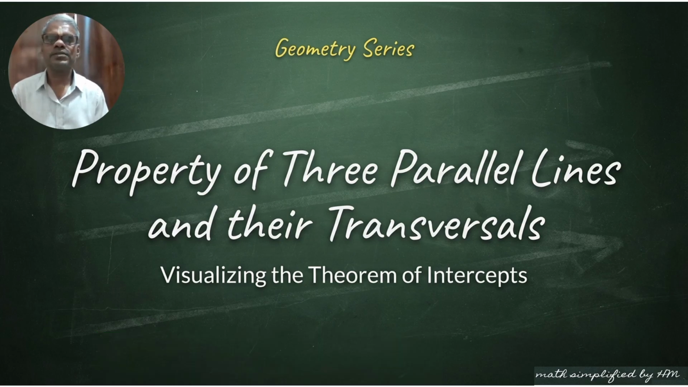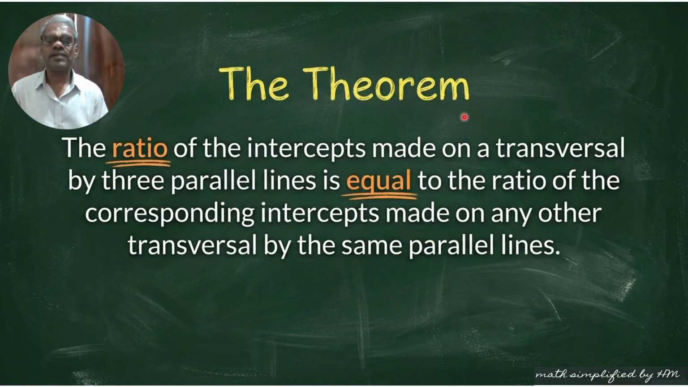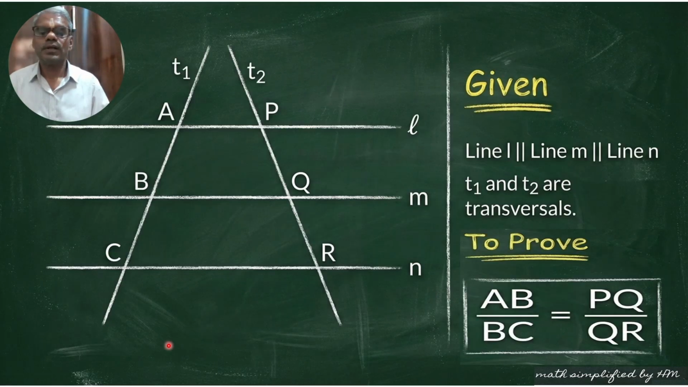Today's session covers a brilliant property involving three parallel lines and their transversals. Please have a notebook and pause as needed to make your own notes. Let us read the theorem statement. The ratio of the intercepts made on a transversal by three parallel lines is equal to the ratio of the corresponding intercepts made on any other transversal by the same parallel lines. We have read the theorem statement.